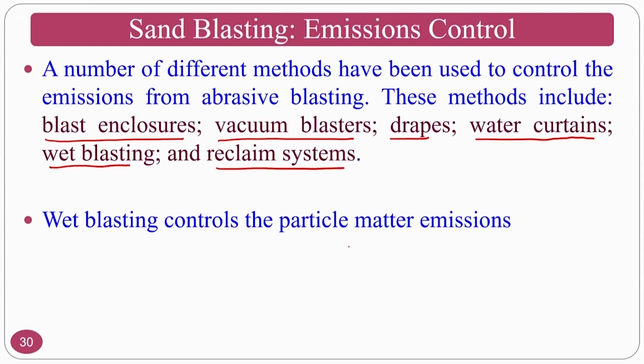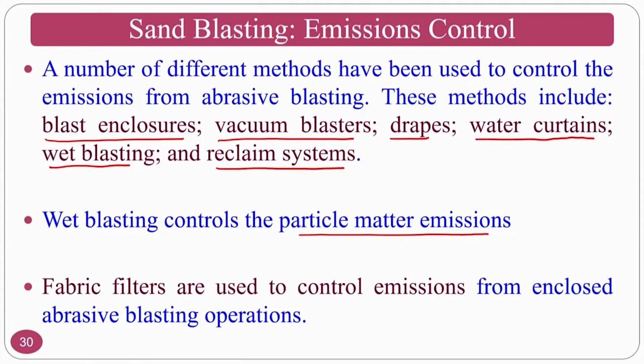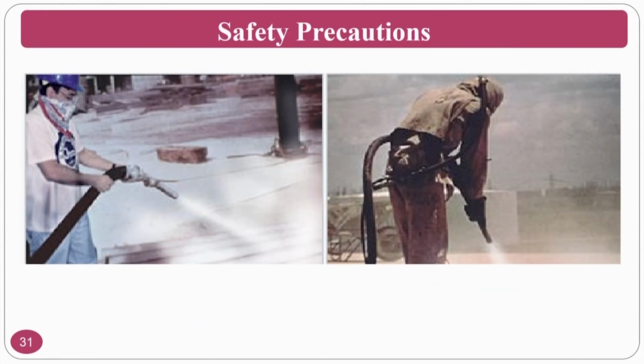Wet blasting controls the particulate matter emission. Normally, if you see the compressed air and abrasive particles, what will happen? There is a chance that the particulate matter goes up because the density is very low. If you are using water based sandblasting, what will happen? This water will have high density compared to air, so it will take the particles down into the reclaim systems. Fabric filters are used to control the emissions from enclosed blasting. Normally, fabric like a mask or some of the cabinets which have filters and other things can help with emissions control. These are the safety precautions.